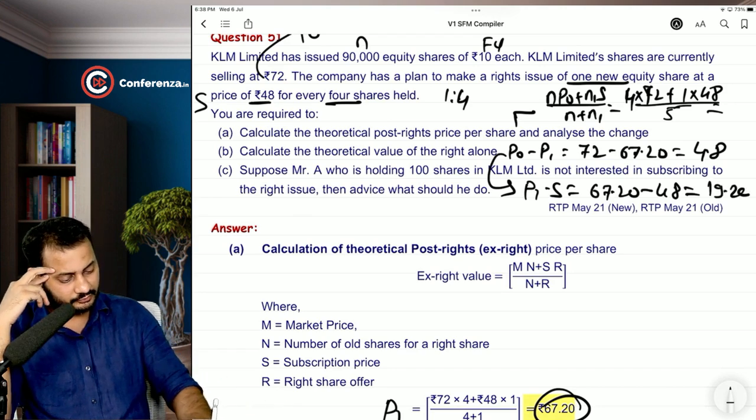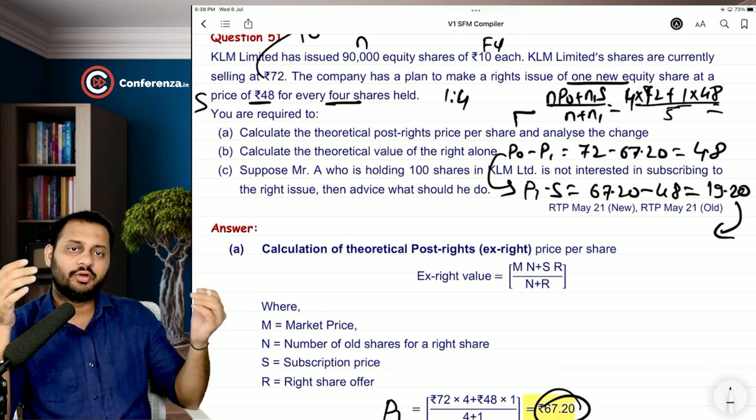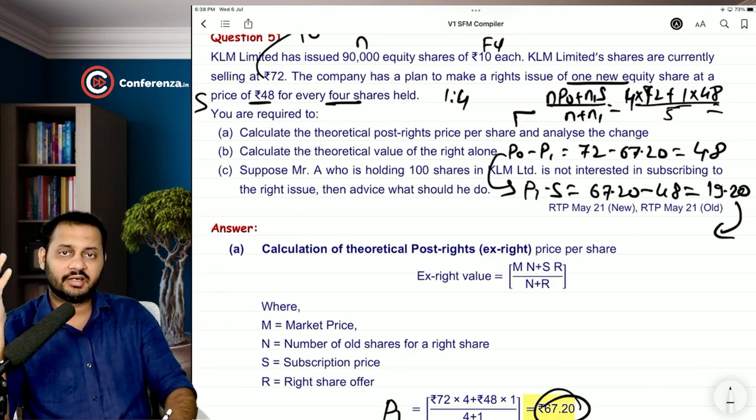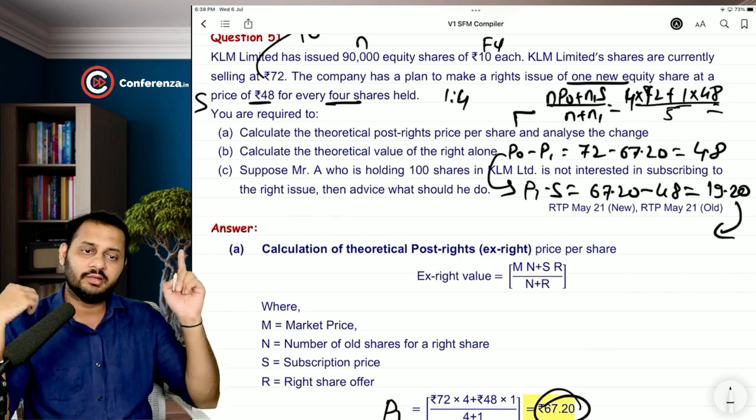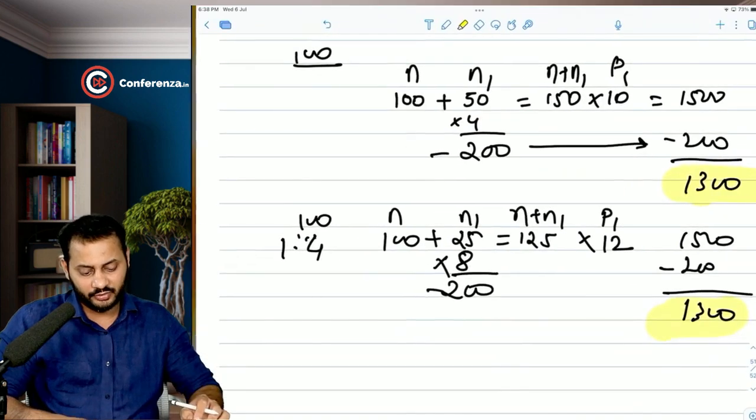19.2. Rights alone is 19.2 entirely, and 4.8 is per share. So both the answers are right. 4.8 is also right. 19.2 is also right. You need to understand the difference between 4.8 and 19.2.